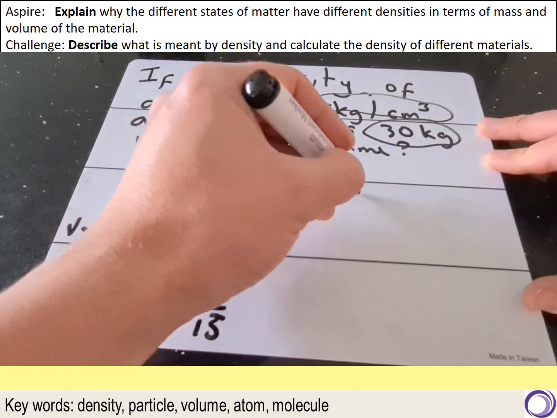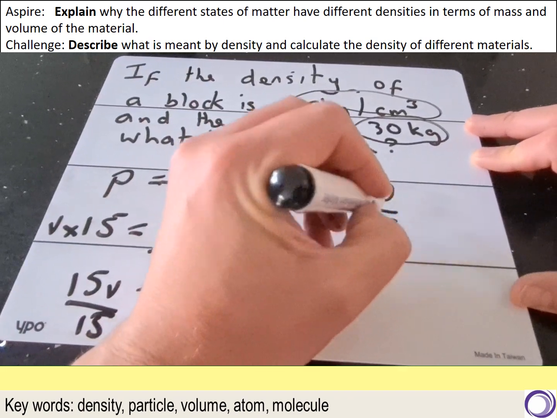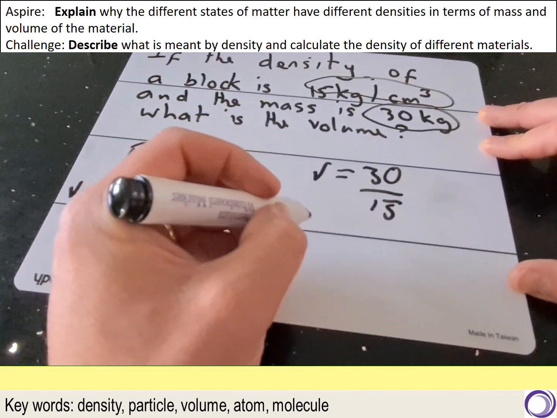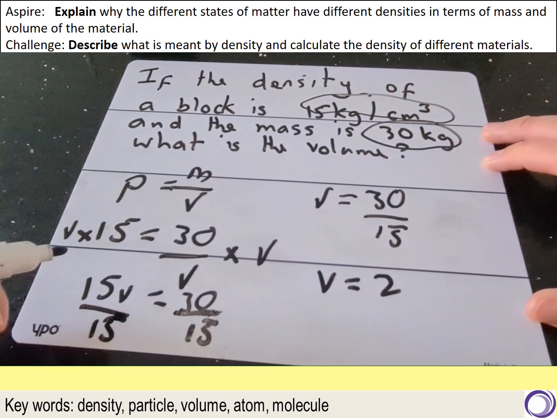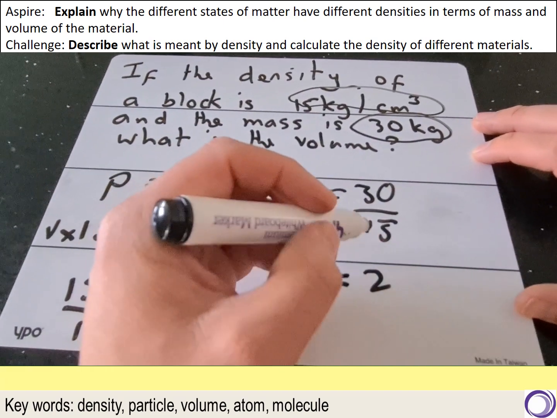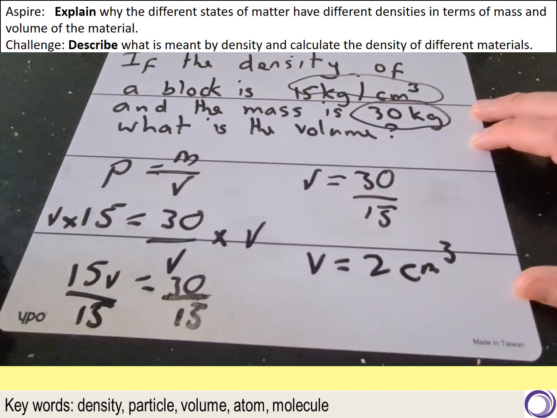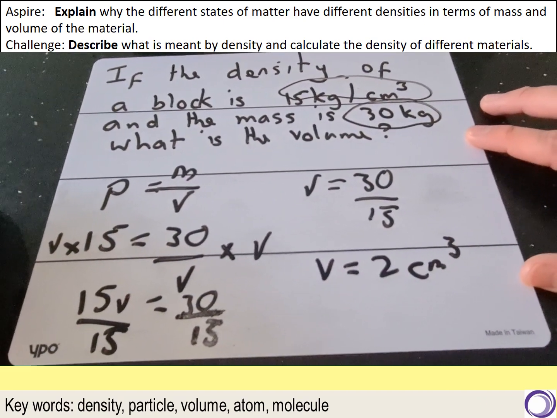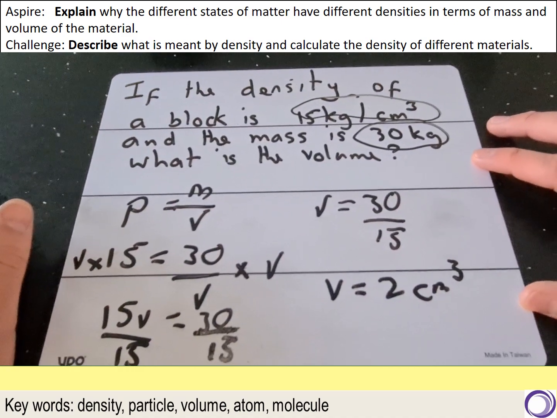So now I've got V equals 30 divided by 15. Put that into your calculator and you will get that V equals 2. And that will give you your third mark. For the last mark, you need to put in your units, which is centimetres cubed. Okay, that'll be a 4-mark question, and that's how you rearrange the equation and show the examiner you know what you're doing.